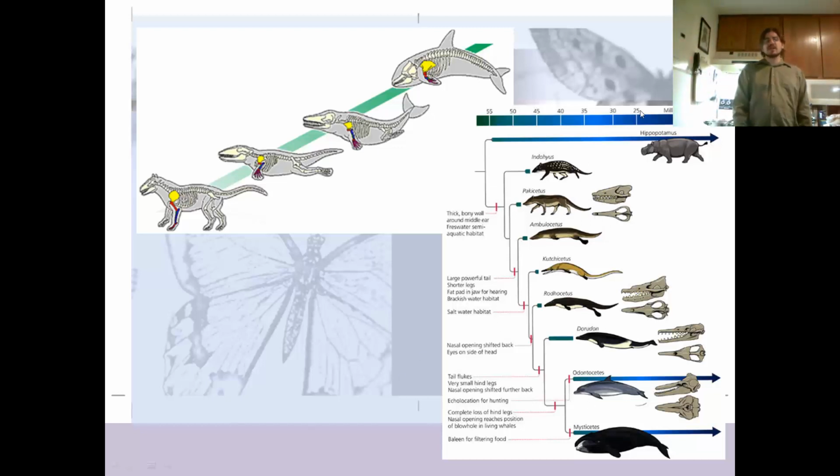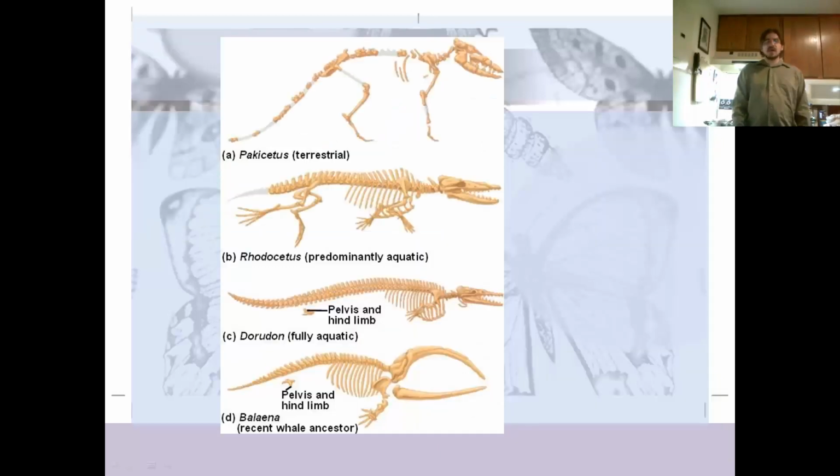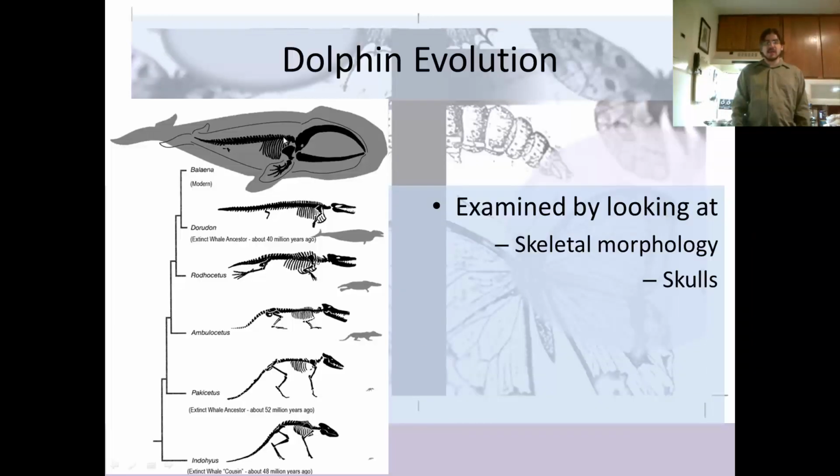The closest living land animal to which whales are related is the hippopotamus. Pretty awesome. So here we go. Here's some skeletons that we have. Pakicetus, which was terrestrial. Rhodocetus, which was predominantly aquatic. Dorudon, which was fully aquatic. And Balaena, which is a recent whale ancestor. Hard to actually tell the difference between Balaena and a modern whale.